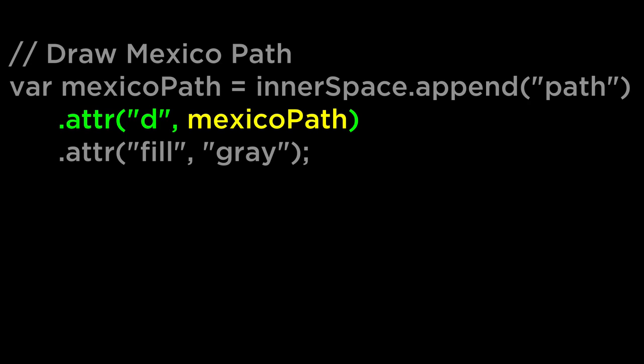The variable mexicoPath is what provides the SVG path mini language instructions to D3 so that it can define the d attribute. So while the code looks deceptively simple, the hard work is being taken care of for us by the mexicoPath variable. This is the mexicoPath variable. The variable is a string of SVG path mini language instructions that guide the pen along the screen.